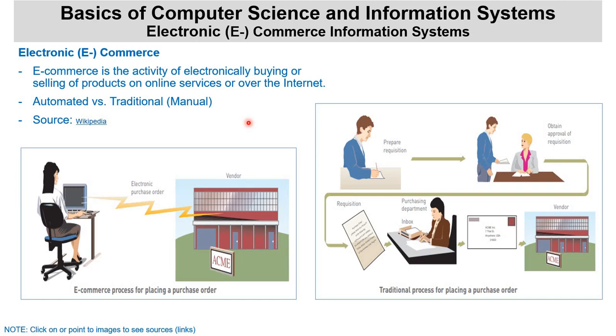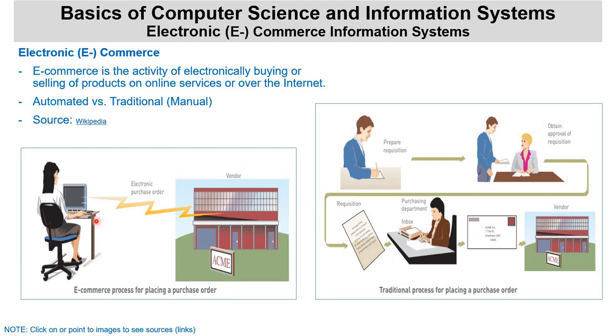for example, if we want to place an order. Normally, you prepare that on paper, you go to your manager to approve the order or the requisition, as we call it, and that requisition is sent to the processing department, which then sends it to the vendor before the vendor can act on it. Now, this is the traditional way of doing that.